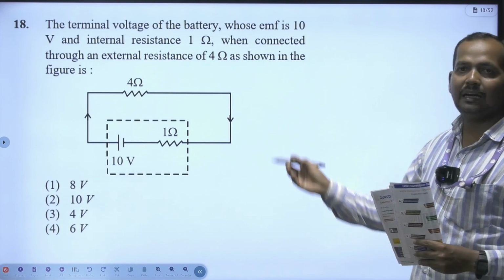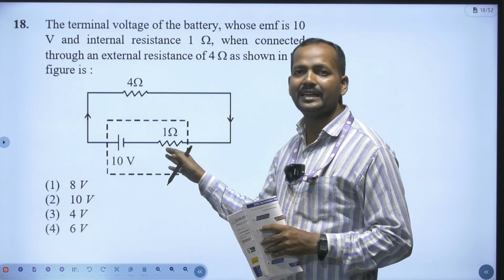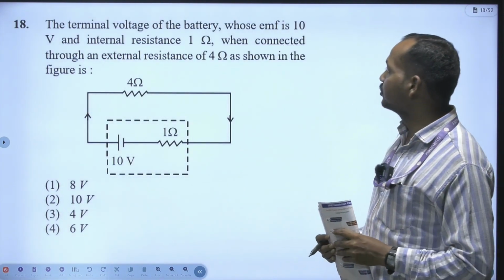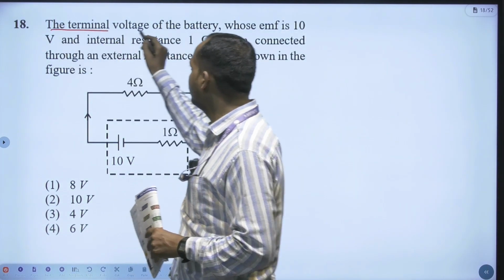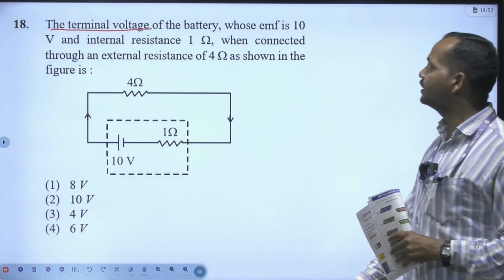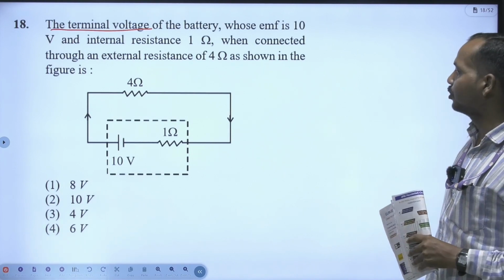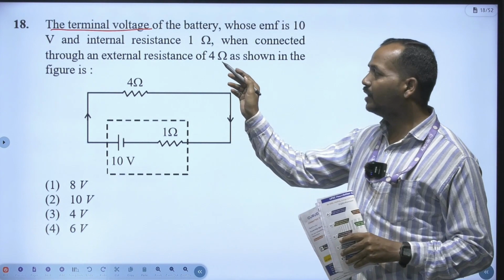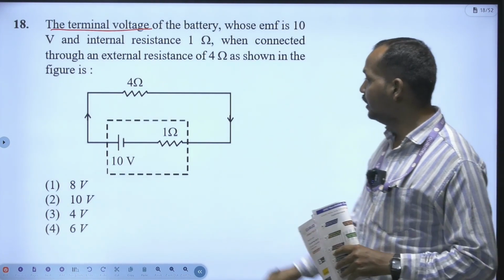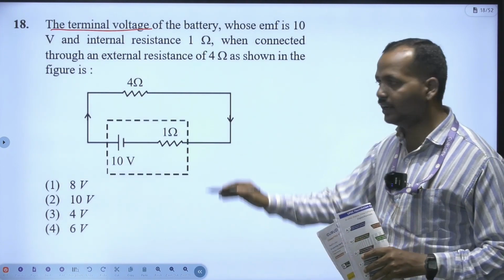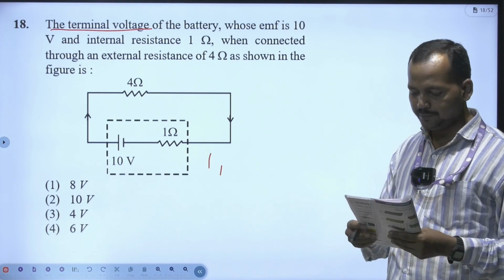Next, question number 18. Here an electric circuit is given. This is a 10 volt battery, 4 ohm external resistance, 1 ohm is the internal resistance. What you have to calculate is the terminal voltage of the battery whose EMF is 10 volt and internal resistance 1 ohm, when connected through the external resistance of 4 ohm. When we say EMF, that is important. Terminal potential is when the circuit is connected like this, only outside, apart from this one. Terminal potential, right?